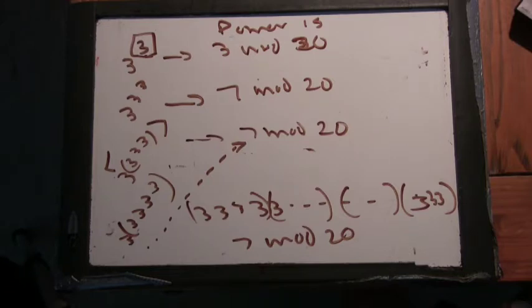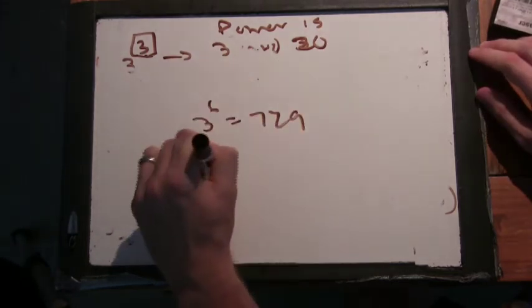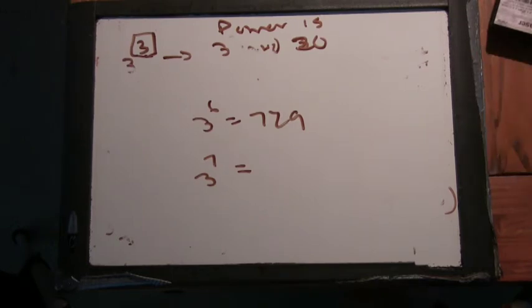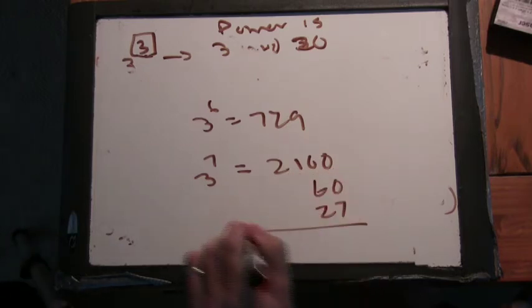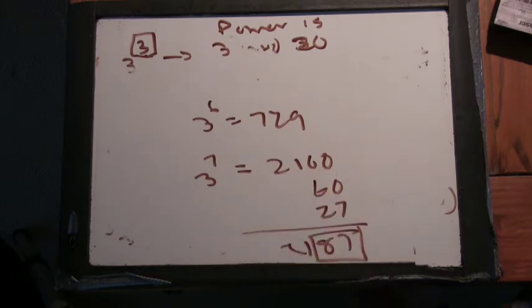So we can look at 3 to the 7th, which I'm just going to evaluate. Although actually, it's not too hard to evaluate here. We can figure out the last digits. We know 3 to the 6th is 729. So 3 to the 7th, 729 times 3, which is 2100 plus 60 plus 27, so 2187.